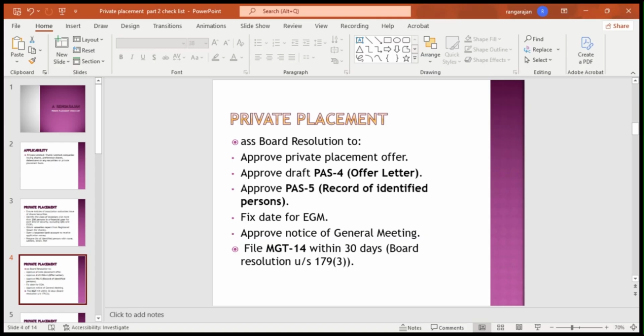Next step, after completion of these things, we have to fix the date for the EGM in the board meeting. In the same meeting, approve the notice of general meeting, and file MGT-14 within 30 days for the board resolution under section 179(3). These are the board meeting related compliances. Now coming to the next slide.